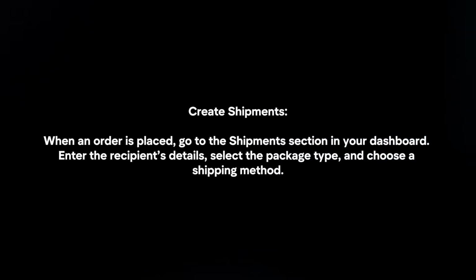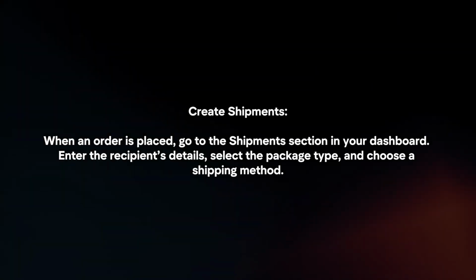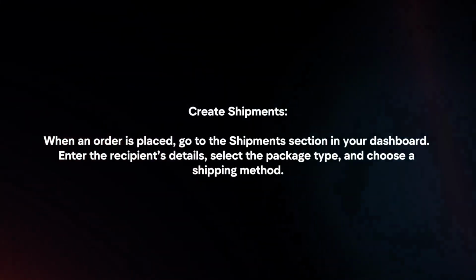Create shipments. When an order is placed, go to the shipment section in your dashboard. Enter the recipient's details, select the package type, and choose a shipping method.